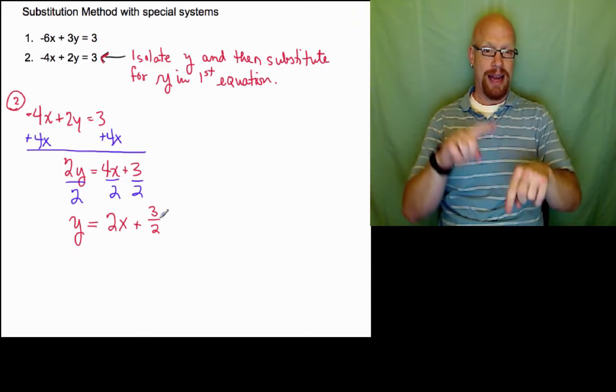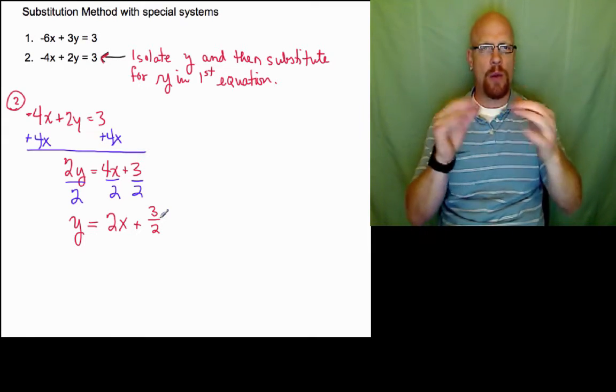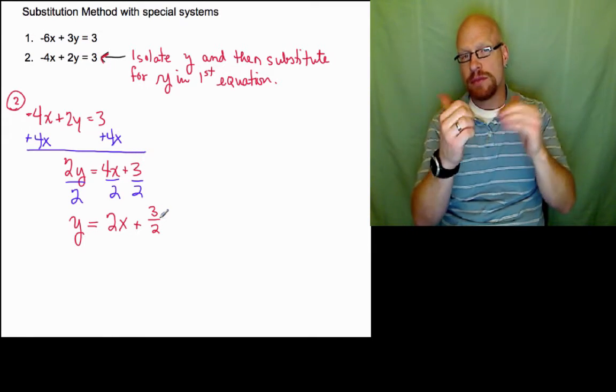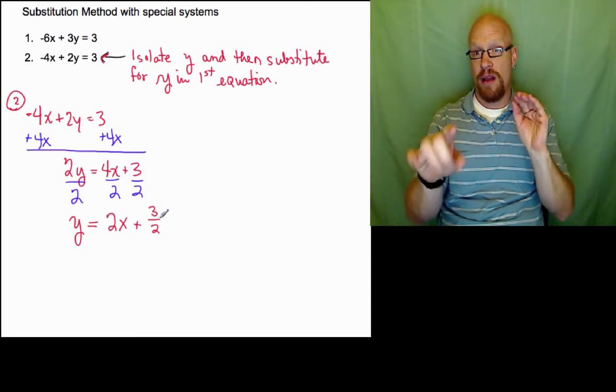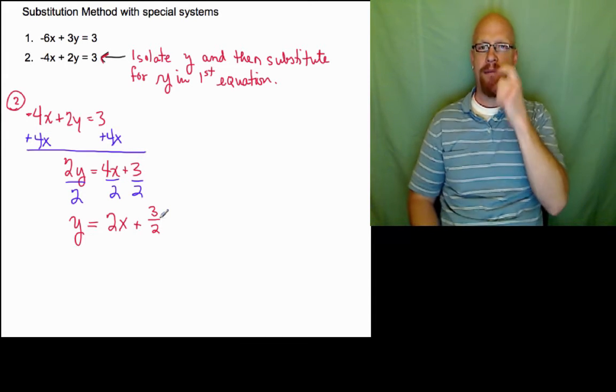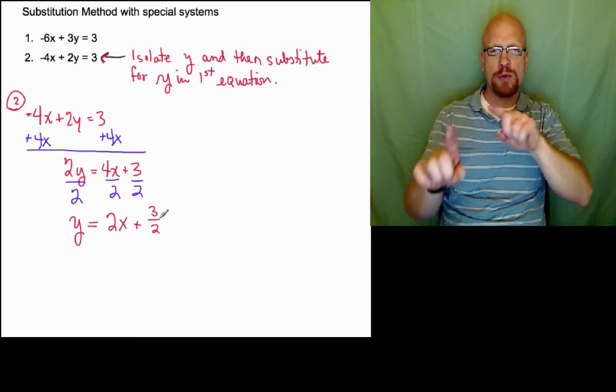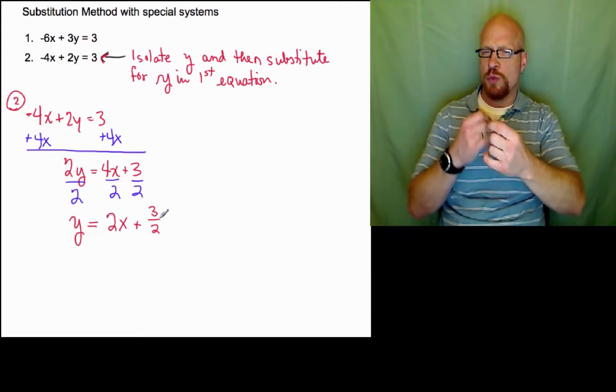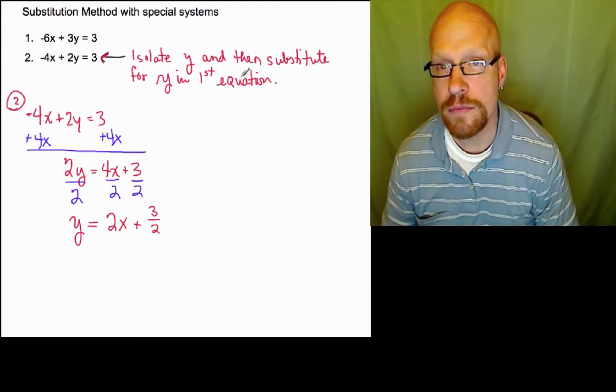This is from our second equation, so I can't substitute it back into the second equation. I have to substitute into the first equation. We'll replace the y in the first equation with this 2x plus 3 halves, and I'll have one equation with one variable, and then I can solve for x.